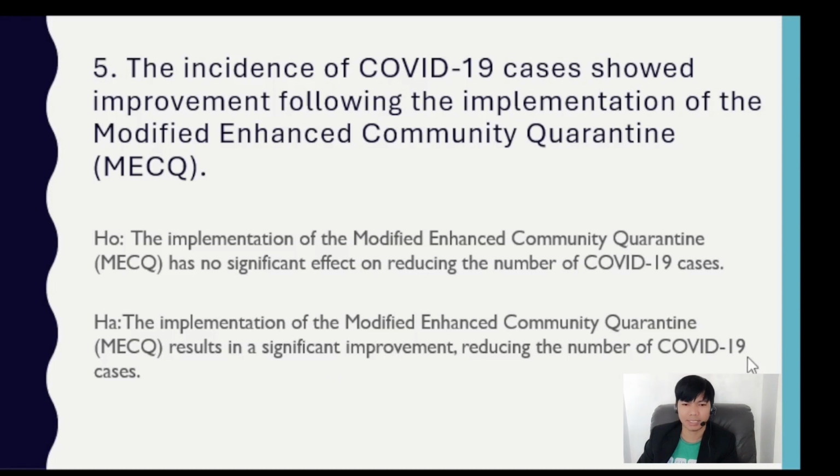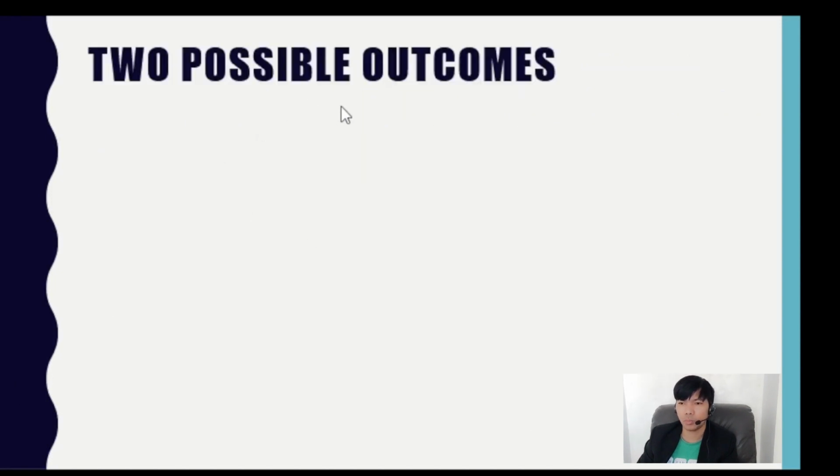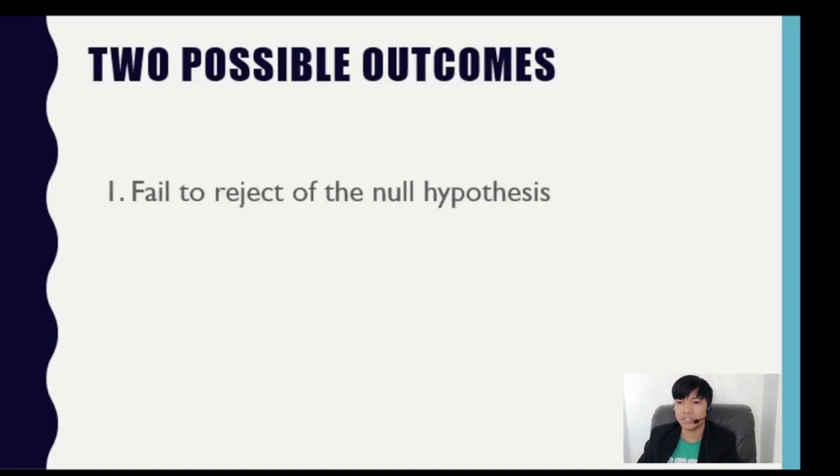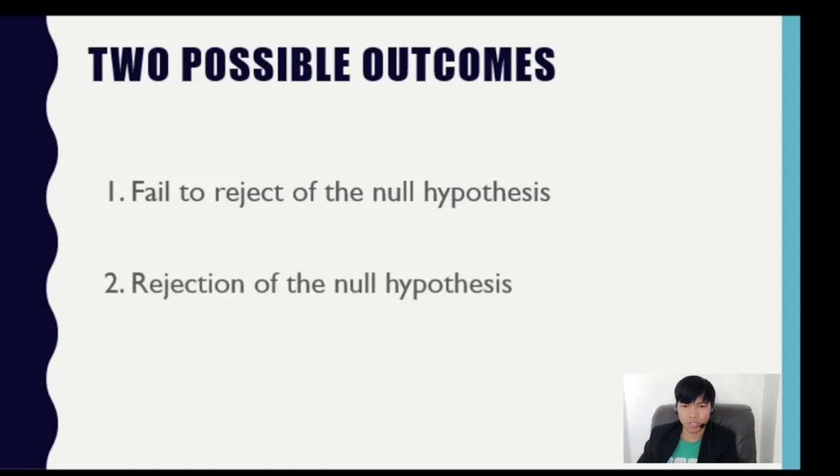number of COVID-19 cases. When you're running a statistical test to assess these hypotheses, there are essentially two outcomes. Two possible outcomes would be fail to reject the null hypothesis or rejection of the null hypothesis. If we don't find enough evidence to reject the null hypothesis, we use this statement, fail to reject the null hypothesis. So it means we'll be rejecting the alternative hypothesis. On the other hand, if we reject the null hypothesis, it leads us to accept the alternative hypothesis.